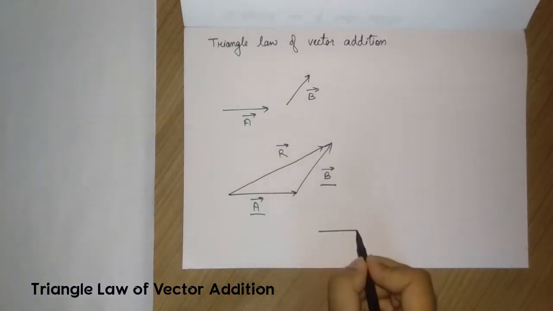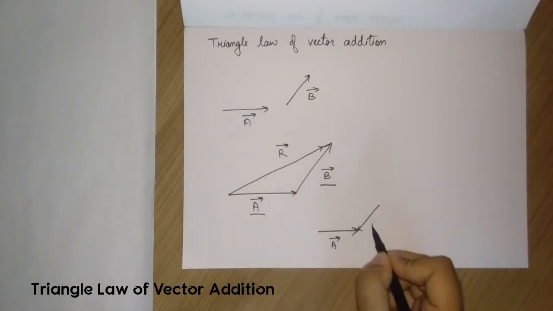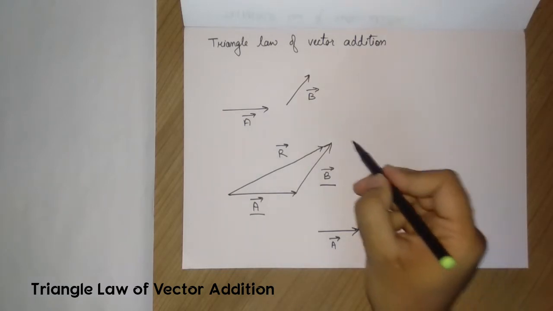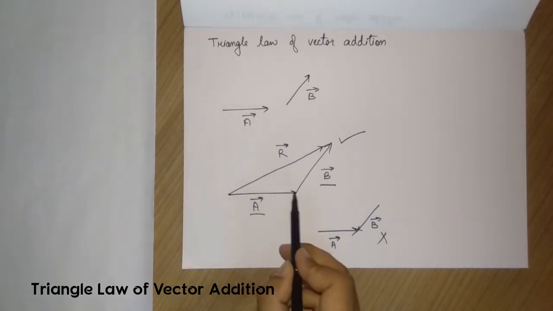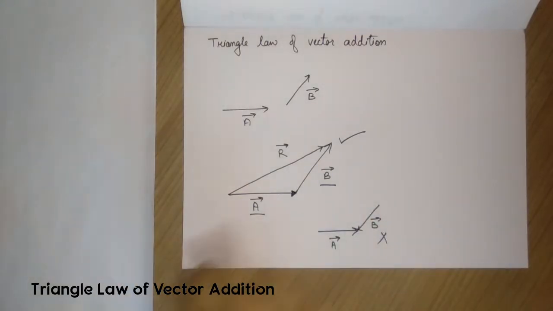You cannot add two vectors. You cannot add vector A and vector B in this way. This is not possible. The only way possible to add two vectors is by connecting it head to tail. That is, the head of one vector, say for example, vector A, should be connected to the tail of the other vector. This is the way of connecting or adding two vectors, A and B.